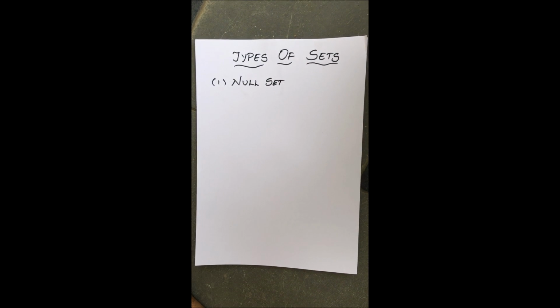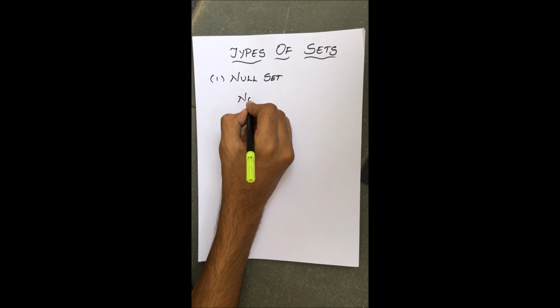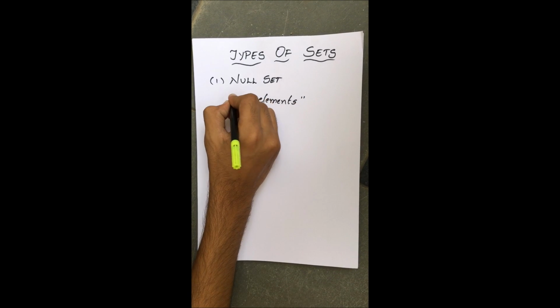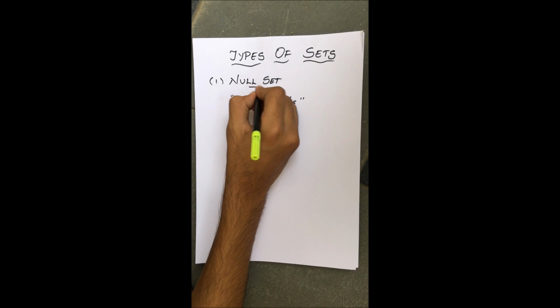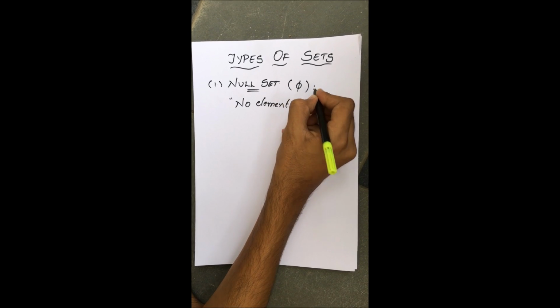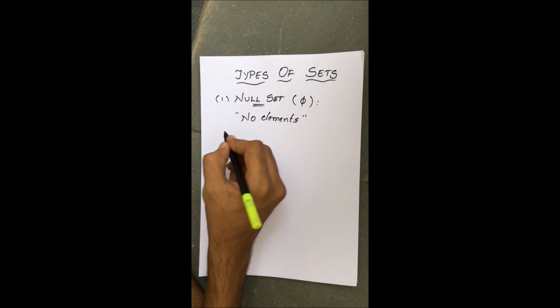Null set. A null set is defined as the set that is empty or the set which contains no elements. Such a set is called a null set, and the designation of a null set is given by the symbol phi. This denotes the symbol of null set. Now I'll give you an example for this.